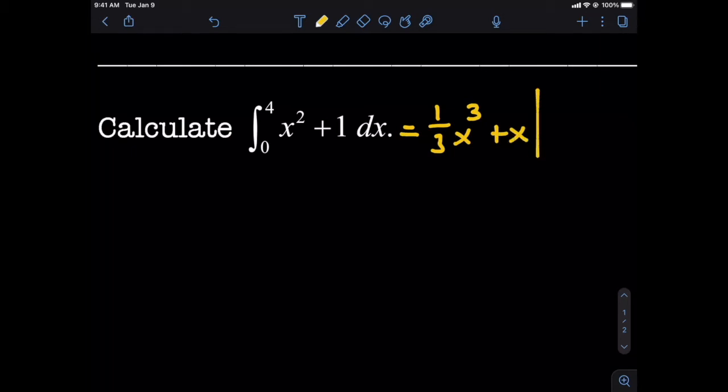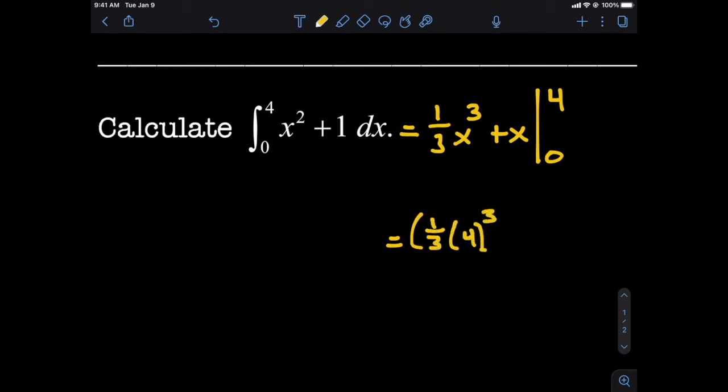Next, we're going to put a vertical line with our two limits of integration 0 and 4. This says take your 4, plug it into your function here and get your answer, then take your 0, plug it into the function and get an answer, and then subtract the two answers. Effectively, we're saying do capital F of b and then do capital F of a and then minus the two things.